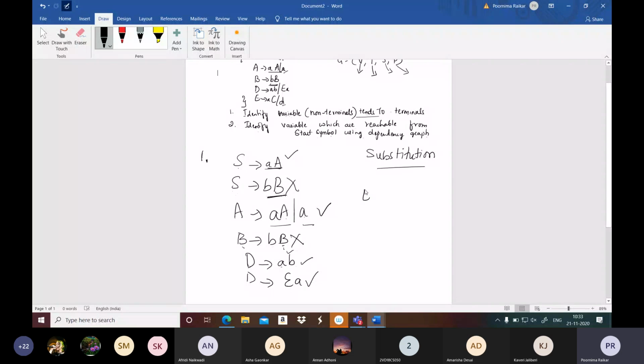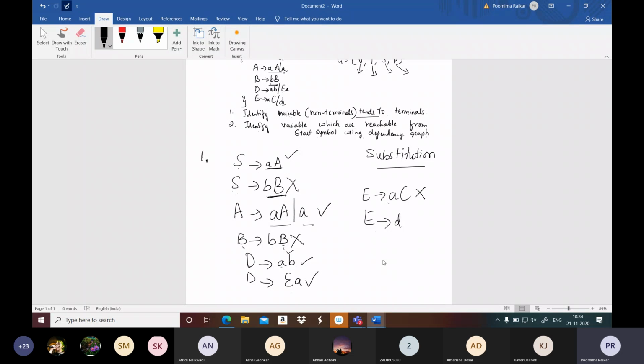Next you are left with AC. Now if you just see AC, for C they have not given any substitution. That means C cannot be replaced with any small terminals. So I'll not take this. Next one, E with d. Because it is generating a terminal string, I can consider.